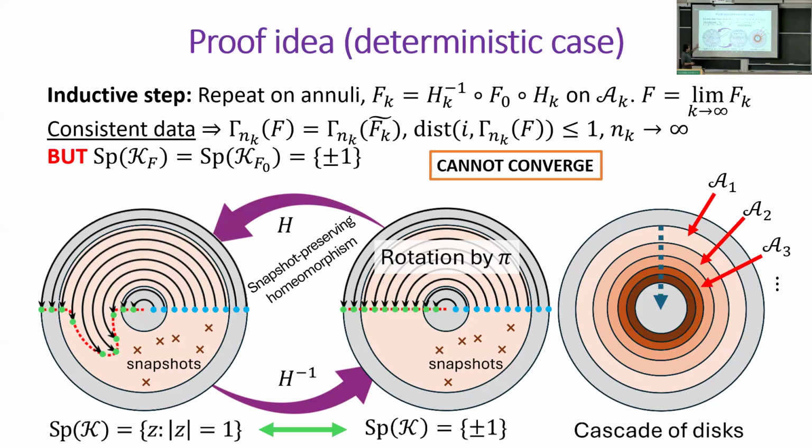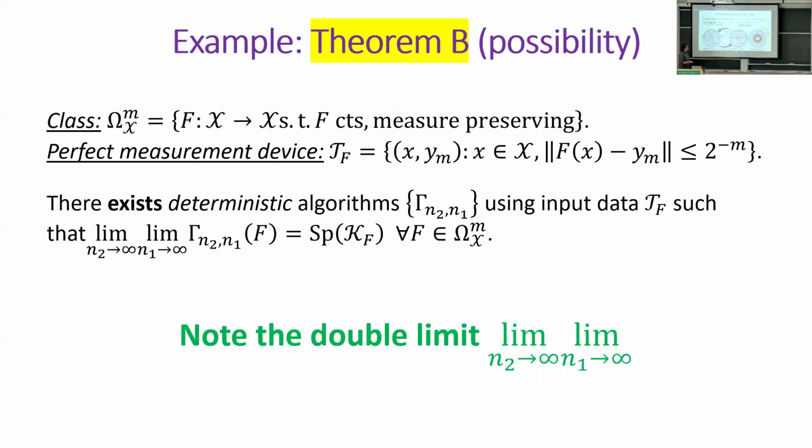Okay, so let's step back a little bit. What have we shown? There's no sequence of algorithms that can compute the spectrum of Koopman operators, even with unlimited data and accuracy, of measure-preserving continuous systems on the disk. Okay, here's a possibility theorem. So this is going the other way. Theorem B. I'm now going to generalize to a compact space, and not just the disk, but this of course includes the disk, and consider continuous measure-preserving transformations.